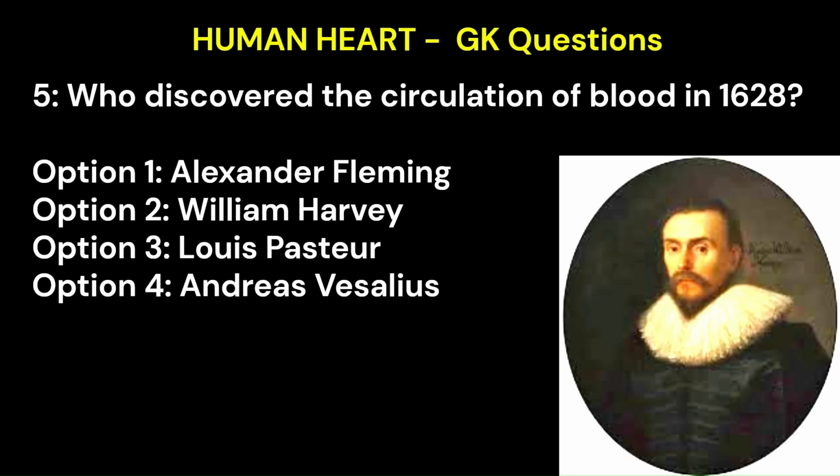Question number 5. Who discovered the circulation of blood in 1628? The options are Option 1, Alexander Fleming; Option 2, William Harvey; Option 3, Louis Pasteur; Option 4, Andreas Vesalius. The correct answer is William Harvey.